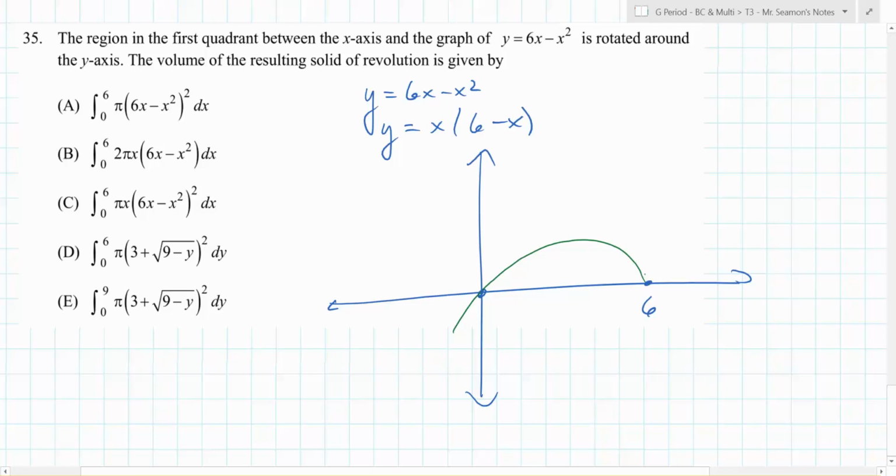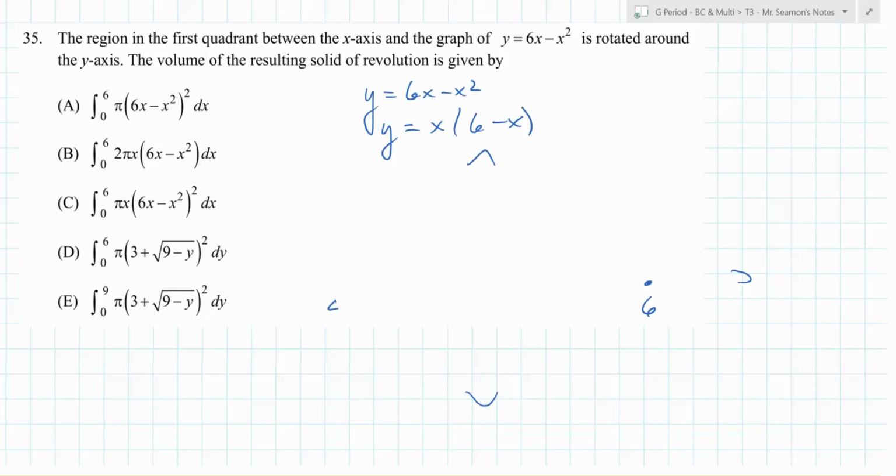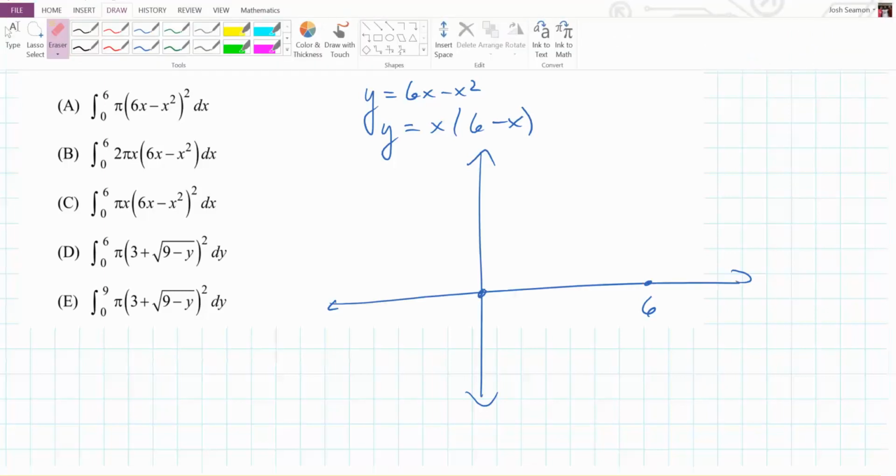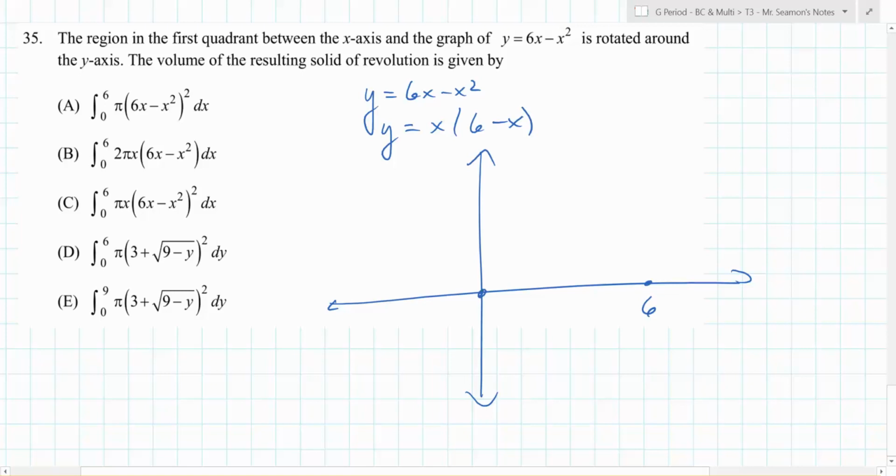Oh, that's a terrible parabola. It's in the first quadrant above the x-axis, so it's just going to go up and down, right? Oh, and I just totally erased that. I love it when the eraser button sticks on this thing. So it goes up and down. Nice. It is rotated around the what axis? The y-axis, so we're rotating it that way.